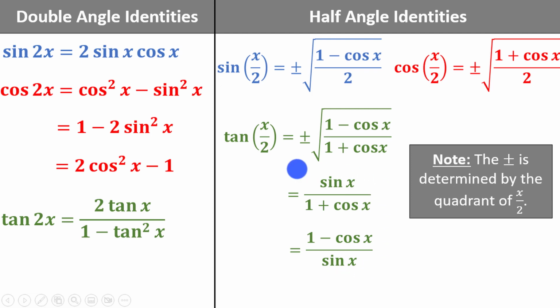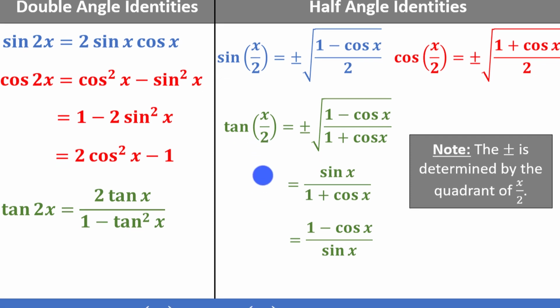I typically opt for the second or third identity because I don't like having to worry about using the plus or minus. If you wanted to use the first identity, then you would know that you should take the positive square root where x over 2 lands us in a quadrant where tangent is positive, such as quadrants 1 or 3, and you should use the negative square root in the quadrants where x over 2 lands us in a place where tangent is negative, such as in quadrants 2 or 4.